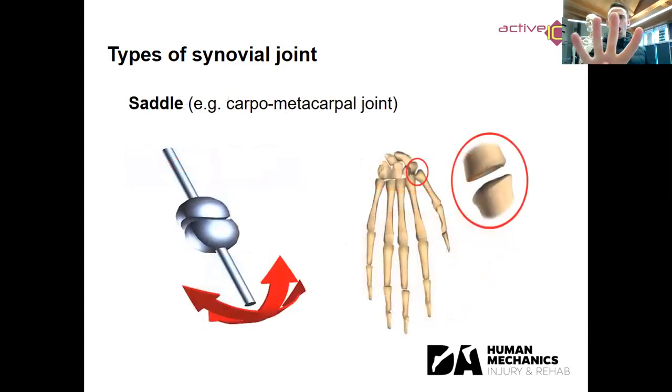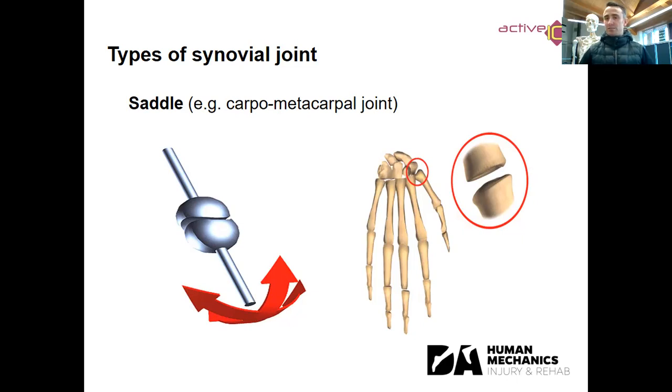Synovial joint number 4 is our saddle joint. Again, saddle joint, a common example used is our thumb, the carpometacarpal joint. And again, it's got the saddle joint for the shape and the size of it, and one bone sits nicely on top of the other one.